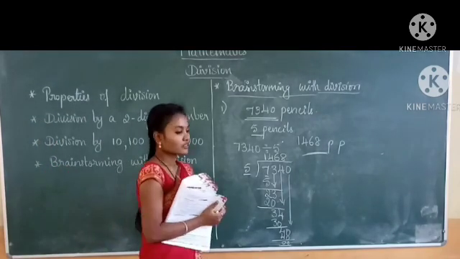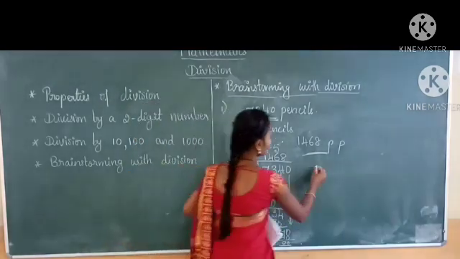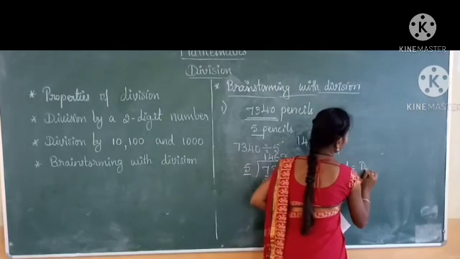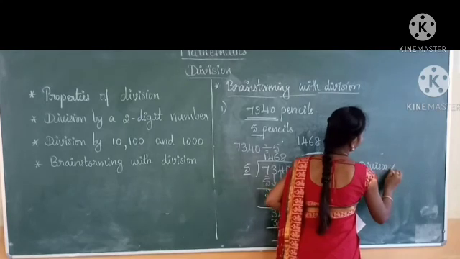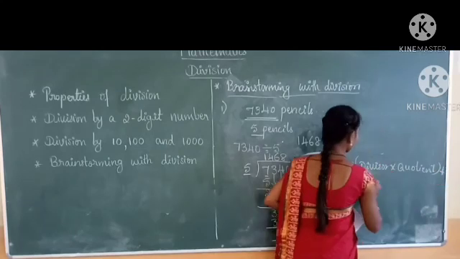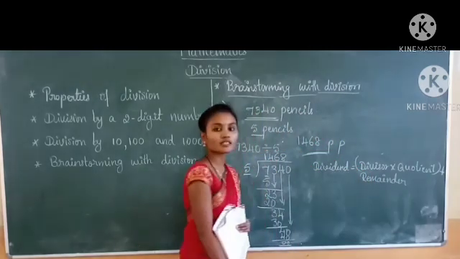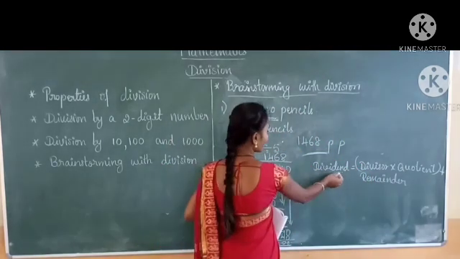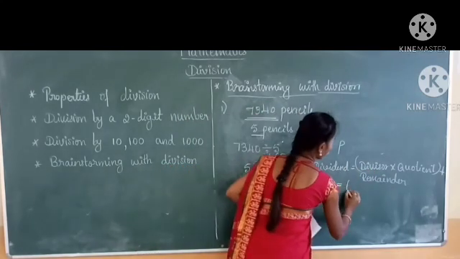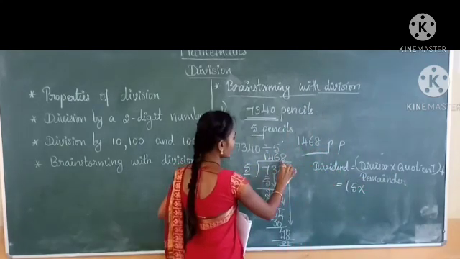So here there is a formula to check our answer, that is, dividend is equal to divisor into quotient plus remainder. This is a formula to check our answer whether it is correct or not. Here we know that divisor is 5. Write 5 into quotient. How much did we get? 1468.